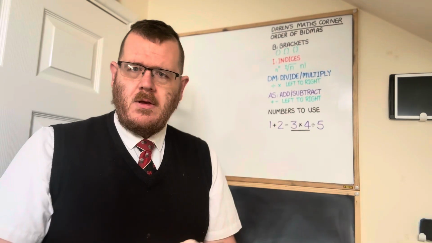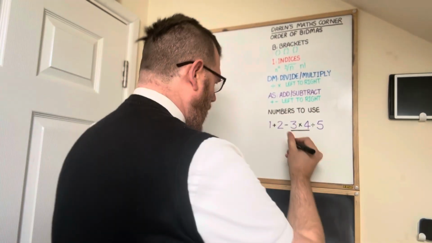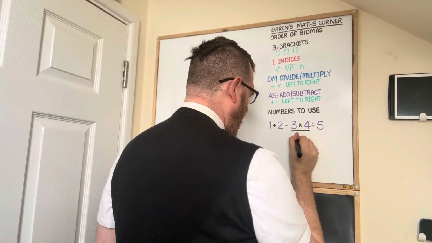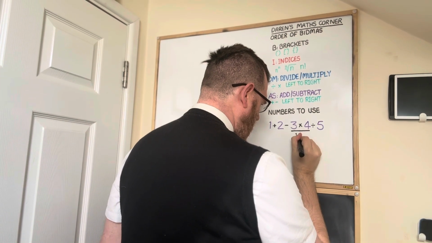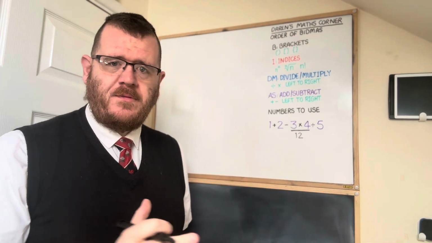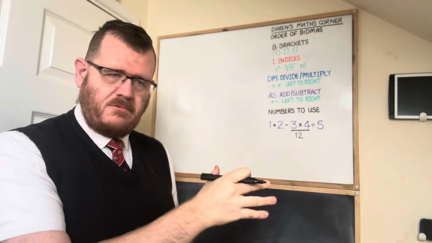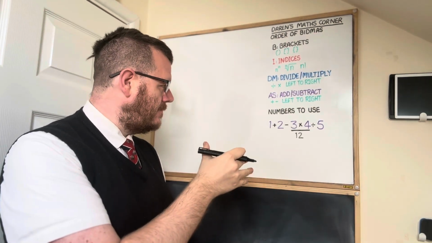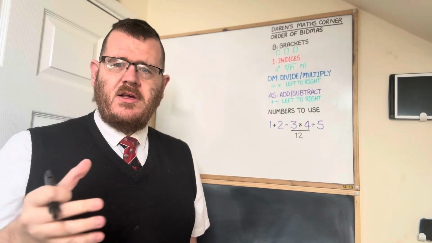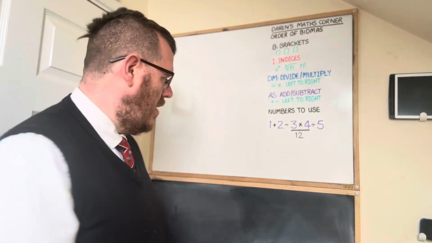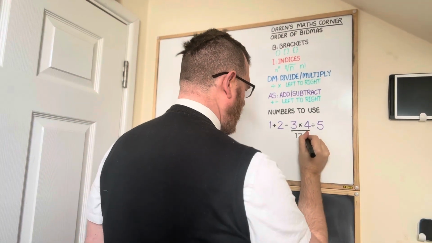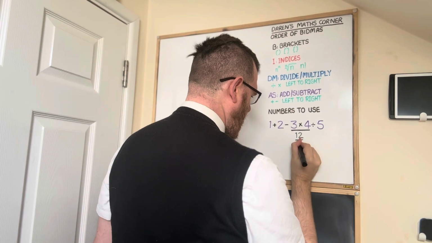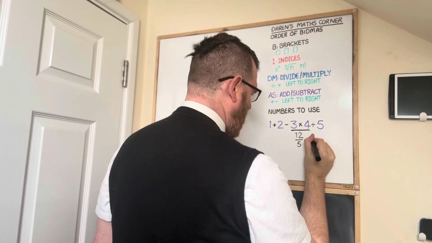Anyway, as I was saying, we've got this first. So we do 3 times 4 first, because you do multiplying and dividing left to right, regardless of which order they appear, because they both have equal priority. And then 12 divided by 5 would be the following.